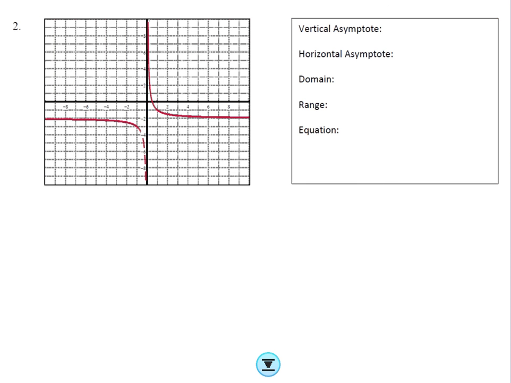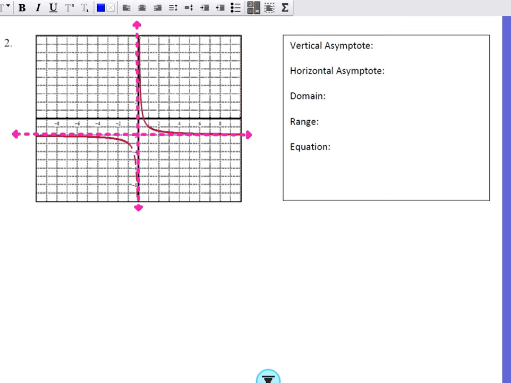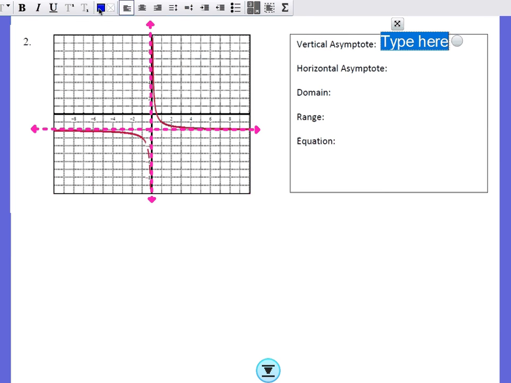In the next example, we're again going to go ahead and find our asymptotes. So we've got our vertical asymptote here on the y-axis, x equals 0, but our horizontal asymptote has moved. So our vertical asymptote is x equals 0. Our horizontal asymptote has turned into y equals negative 2. And so that is going to affect our domain, our range, and our equation.